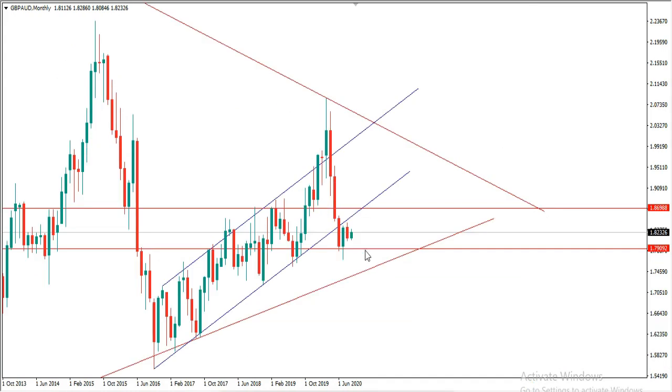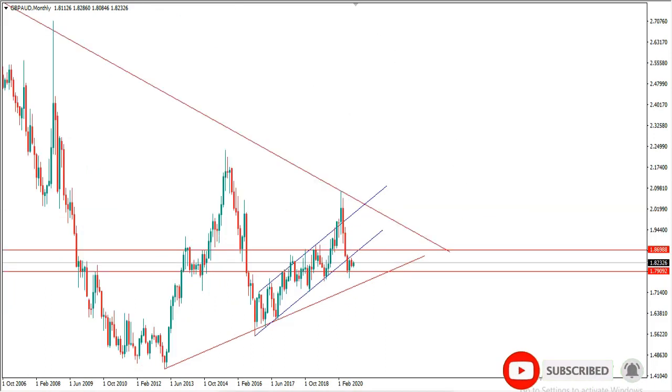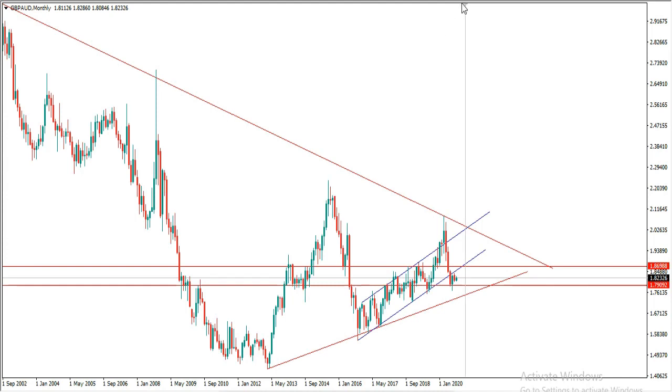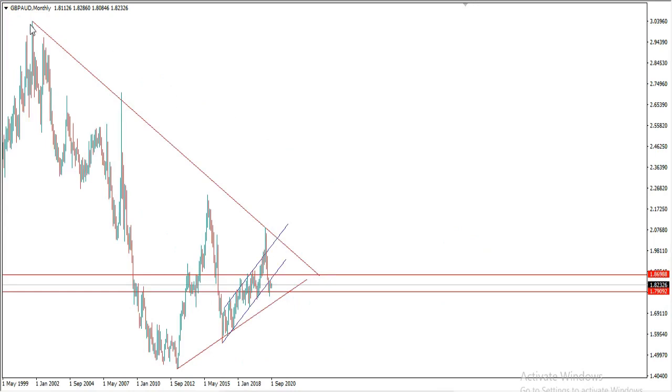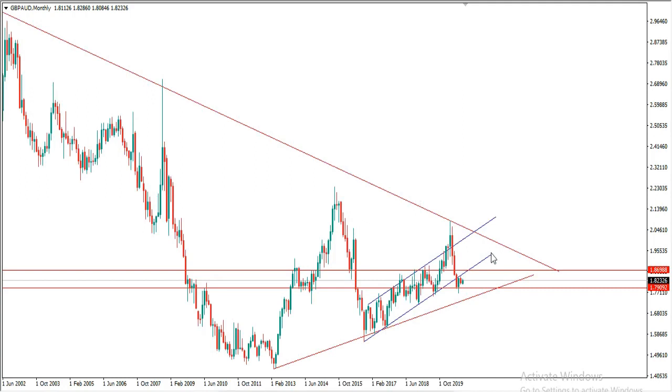Alright, so the next pair on our list is Pound Aud, and from what we can see on Pound Aud here, we have this multi-year descending trend line right here. We can see from that high we had a retest at this point, and we had a retest at this point. So with all of those retests, we could be expecting that price will be making it down to the support of this triangle right here.